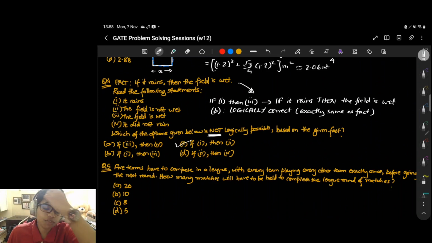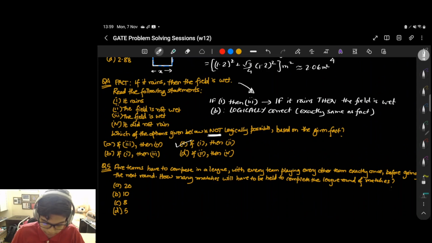So in many questions, you would notice that this word "not" or "never", these kind of negation type questions, are there. So you need to be careful about this word. So I missed this word "not". You cannot afford to miss this word. So be careful in reading the question. So the question is, which of the options given below is not logically possible based on the given fact?